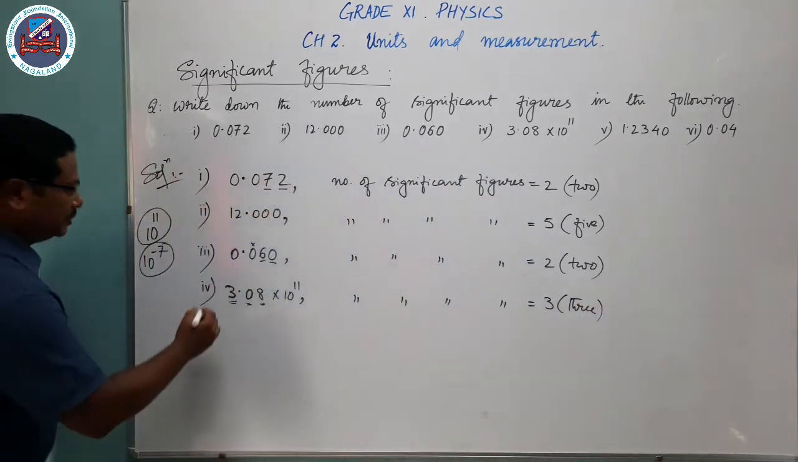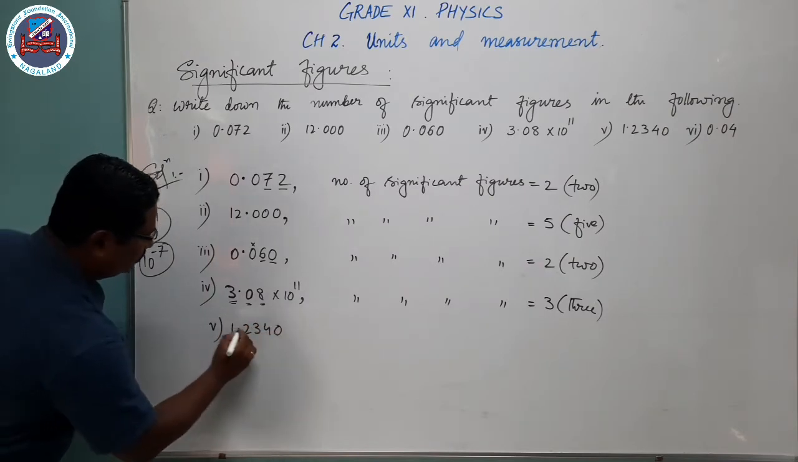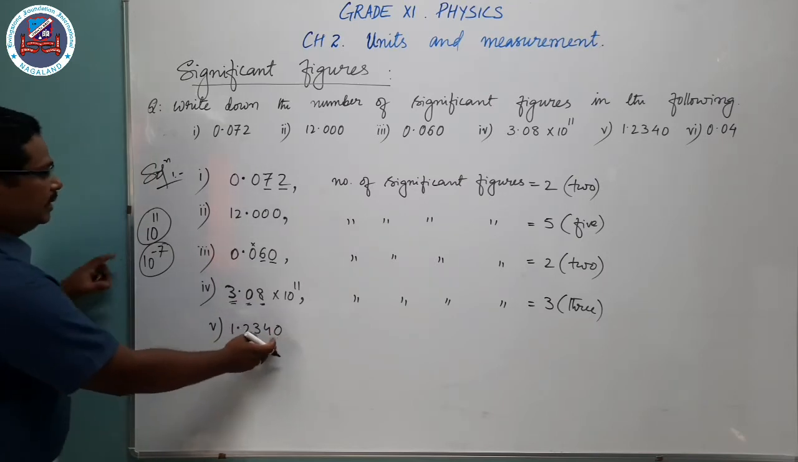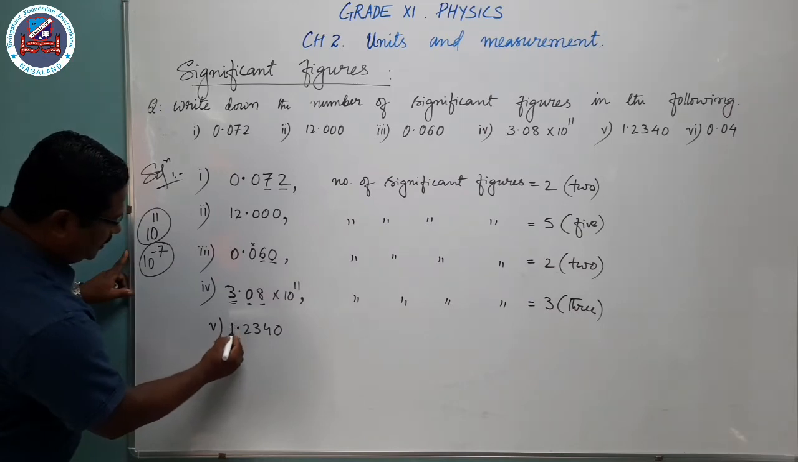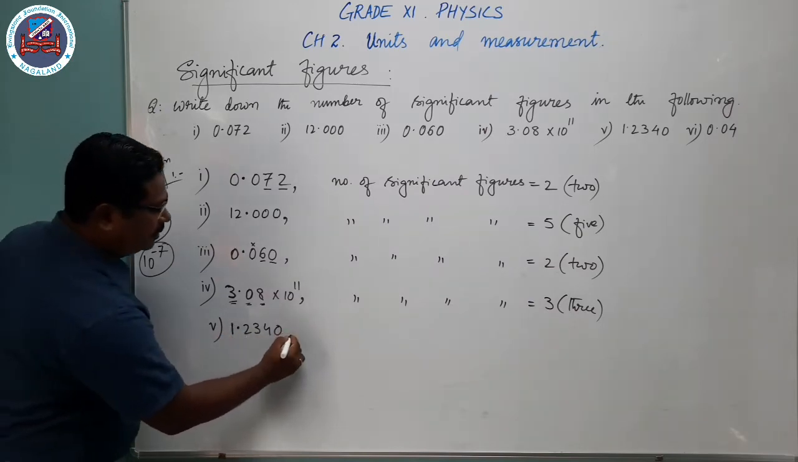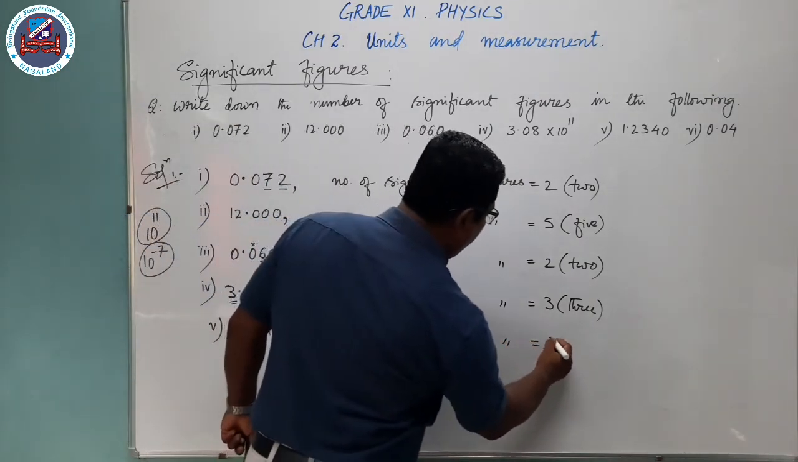And then the fifth one, 1.2340. This 0 is right after the decimal, so it will count as a significant figure because the number is not less than 1. 1, 2, 3, 4, 5. So here the number of significant figures will be 5.